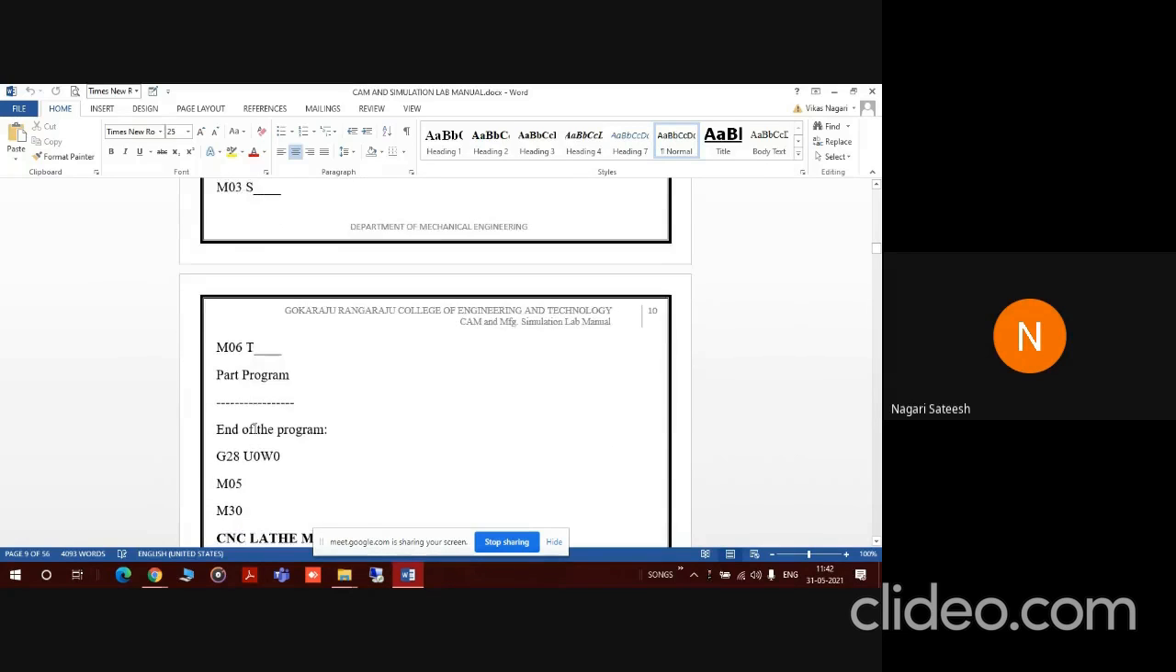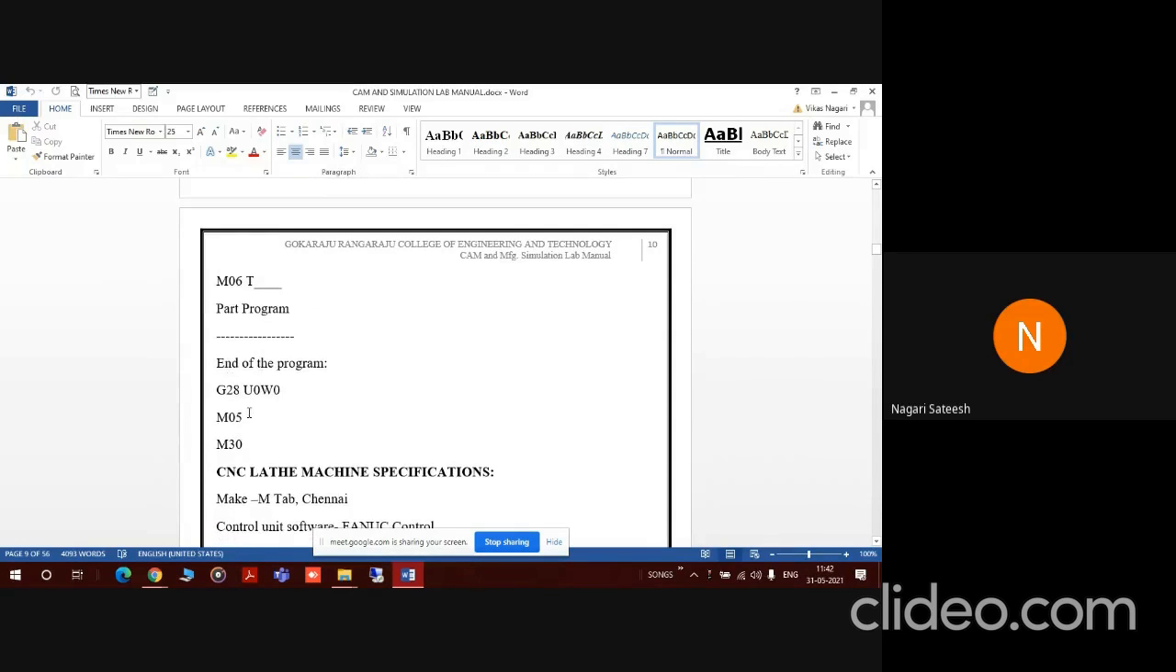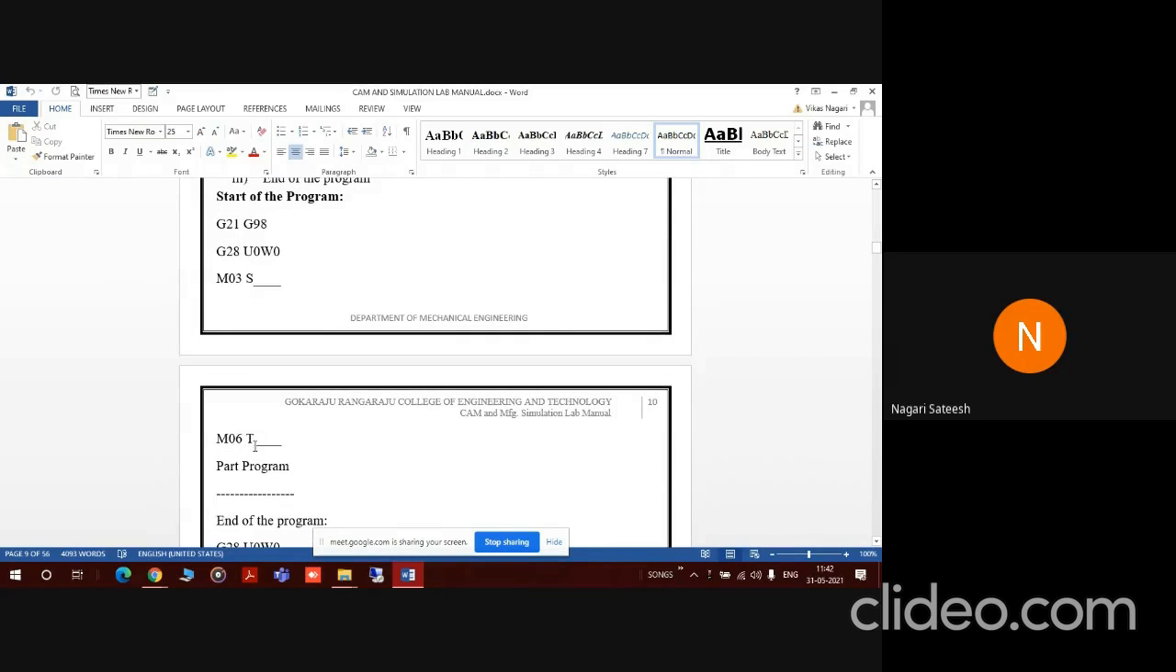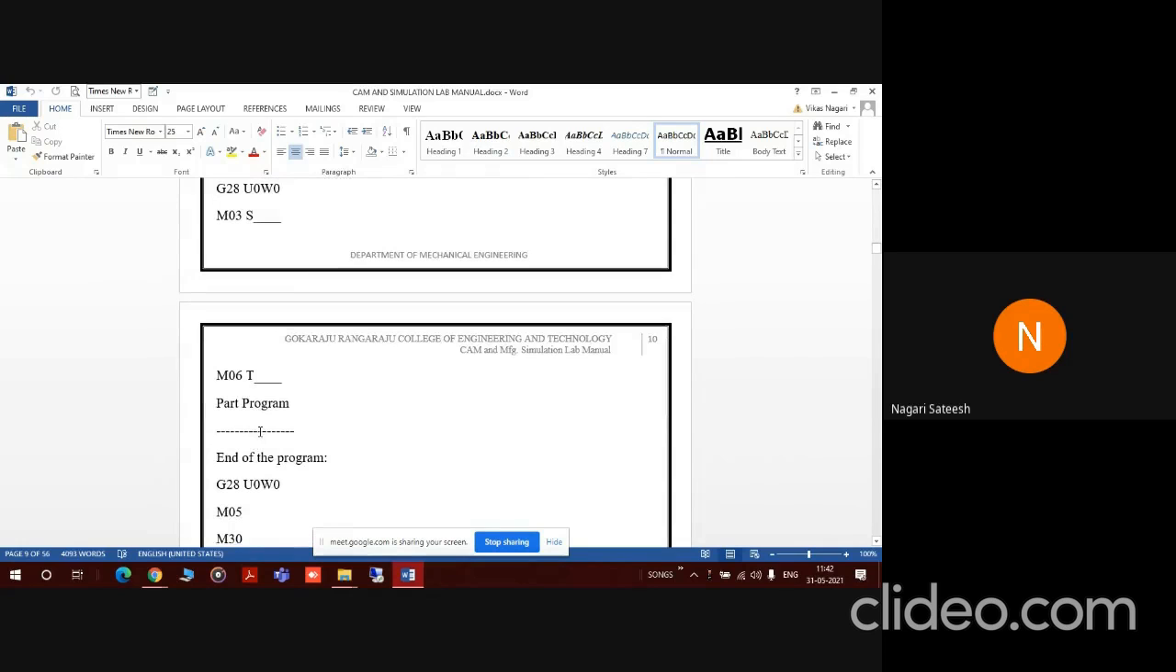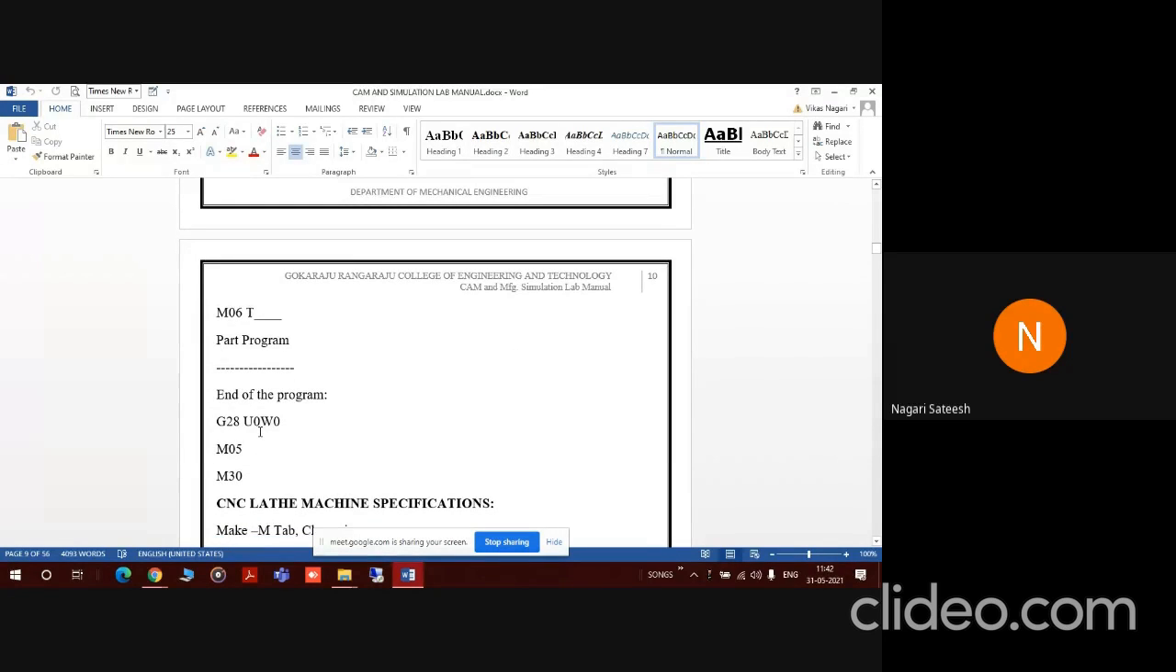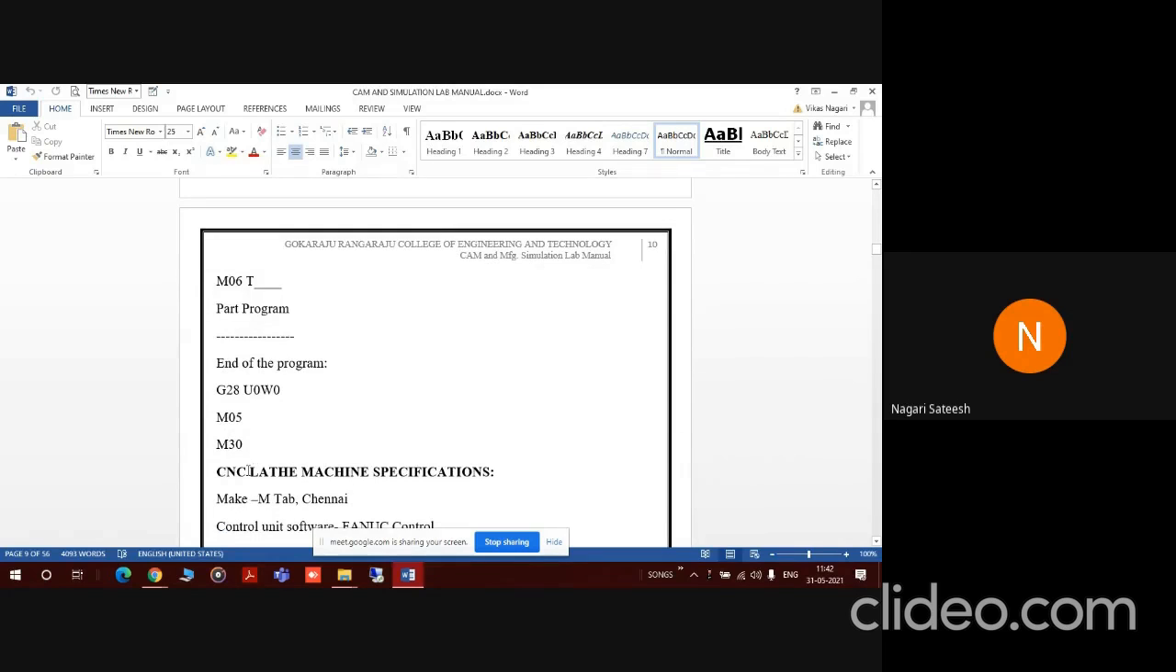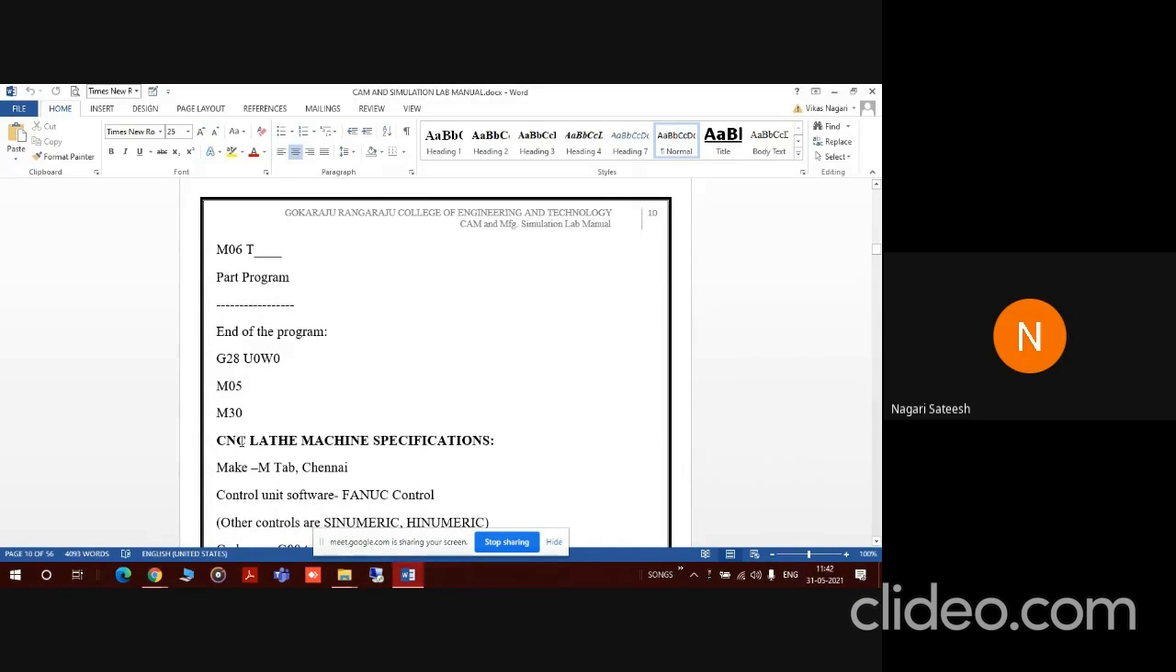Then you have to write down the main part program. Again, at the end of the program, these 3 common statements are used, and these 4 common statements for the start of the program. The part program differs from machine to machine or workpiece to workpiece. And the end of the program is again common: G28 U0 W0. After completing the part program, you again go back to home 0. M05 is nothing but spindle stop, and M30 is program stop and rewind.